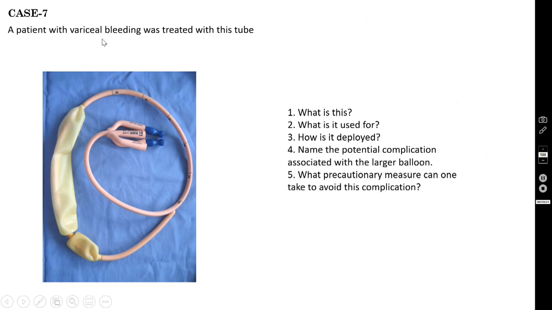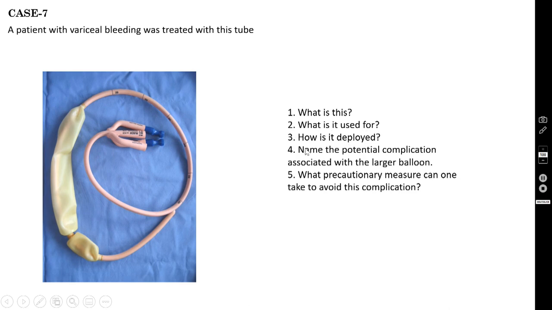A patient with variceal bleeding was treated with this tube. What is this tube? This tube is a triluminal tube. So this is a Sengstaken-Blakemore tube. What is it used for? To temporarily stop the bleeding in esophageal varices.